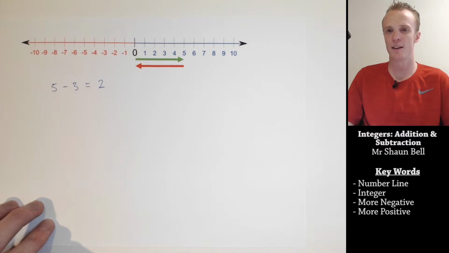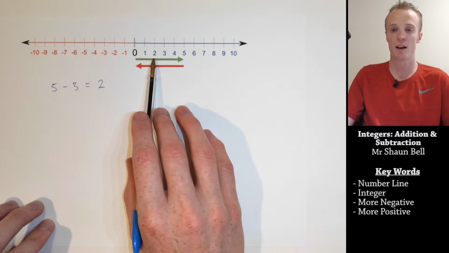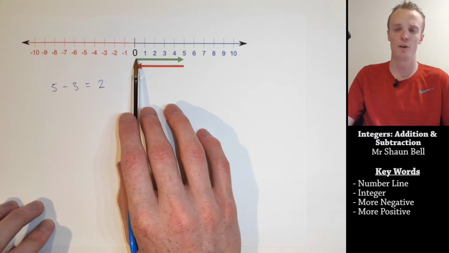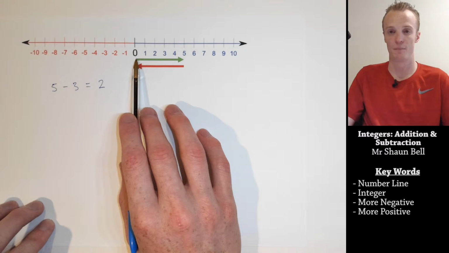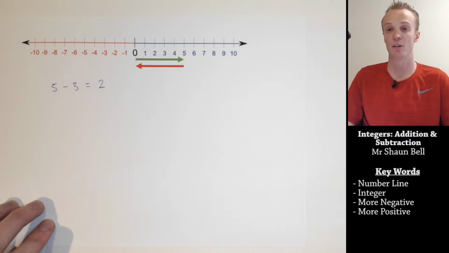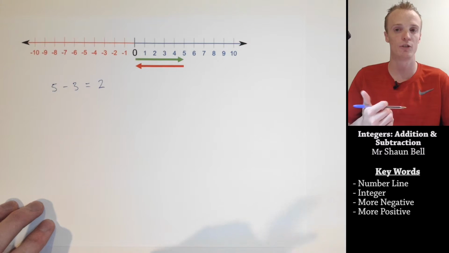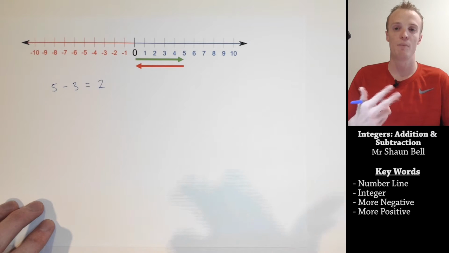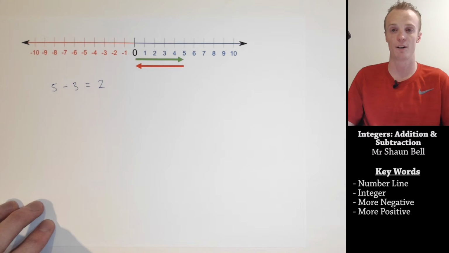Now with problems like this, we can actually keep becoming more negative. So if we subtracted 5 in this case, we would end up with a final answer of 0. If we kept going, say subtracted 7, our final answer would be a negative value. So these sorts of scenarios can have positive solutions, negative solutions, but it can also equal 0.